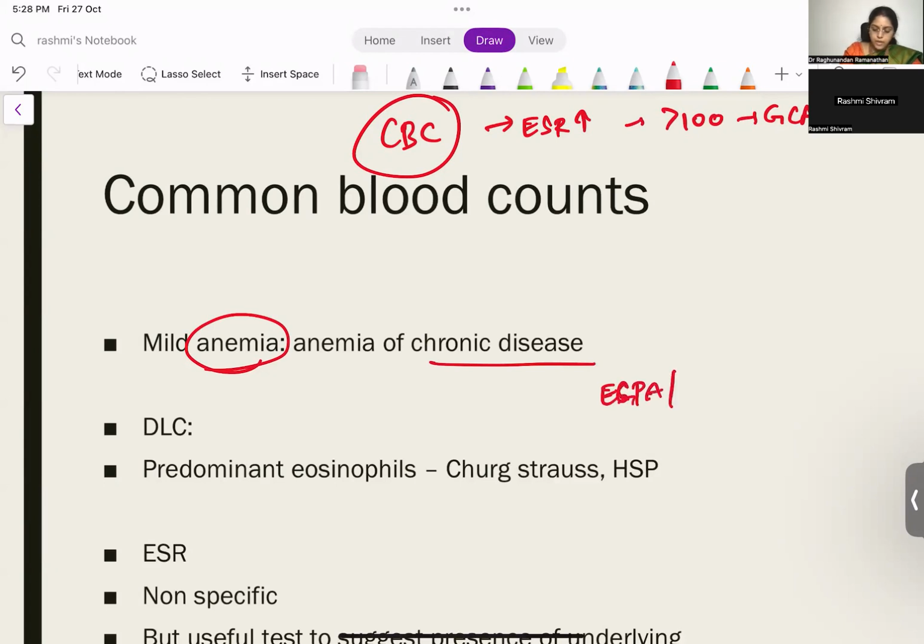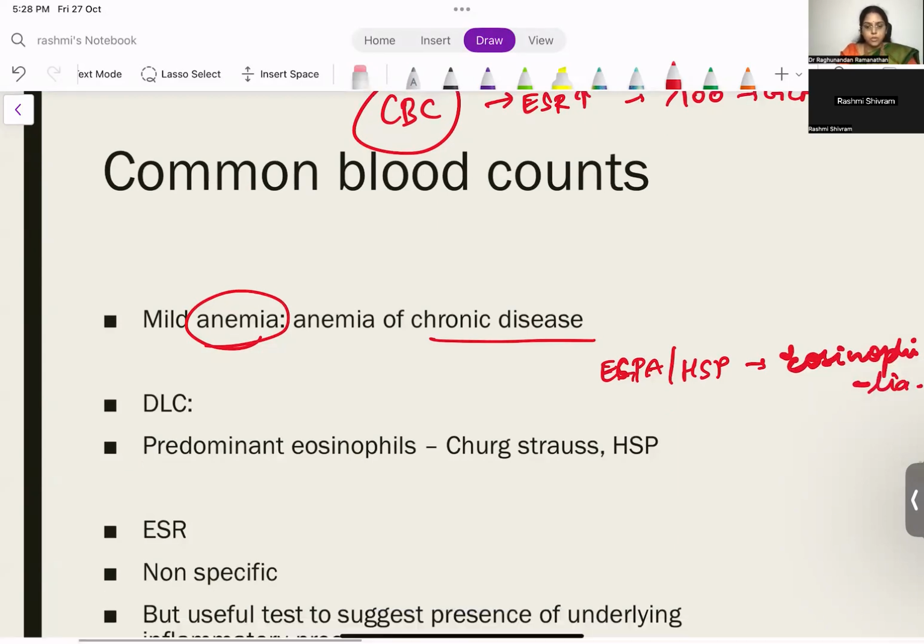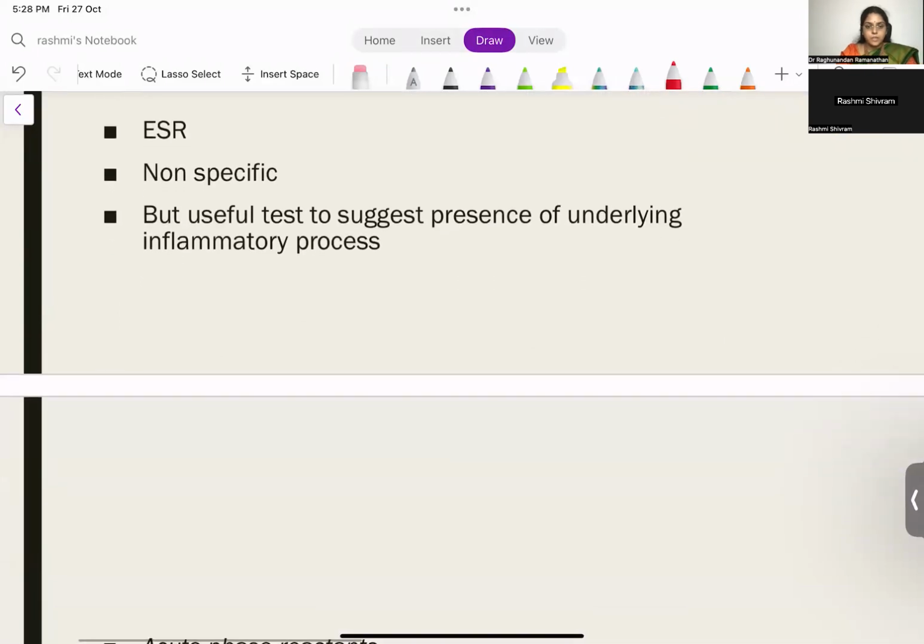In EGPA and HSP, what happens? The patient will have eosinophilia. Right? So eosinophils will be elevated. So all these things we need to remember. Right? So EGPA, HSP, eosinophilia, mild anemia, ESR will be elevated. All this we can see in the complete blood count.